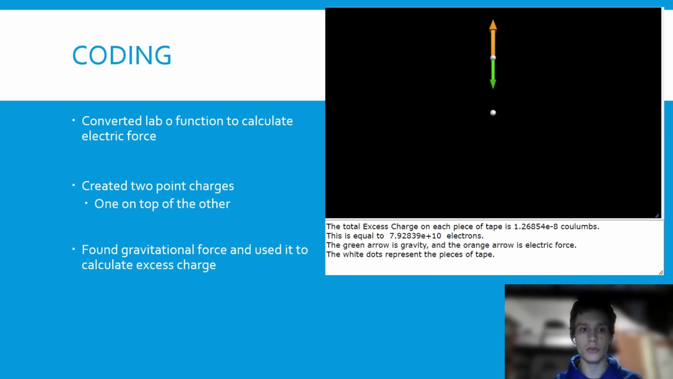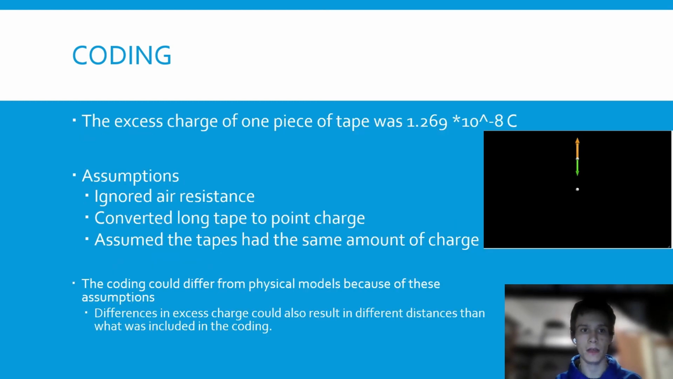I also created a visual model in GlowScript using the numbers I calculated. While creating this computer model, I had to assume that the tape was a point charge, that the charges between the tapes were equal, and that air resistance could be ignored. I discussed the reasoning behind these assumptions at the beginning of the video, and they simplified my coding greatly. However, these assumptions caused the coding model to differ from the real-world model, as you can see by how different the visual coding model looks from the real-world model.